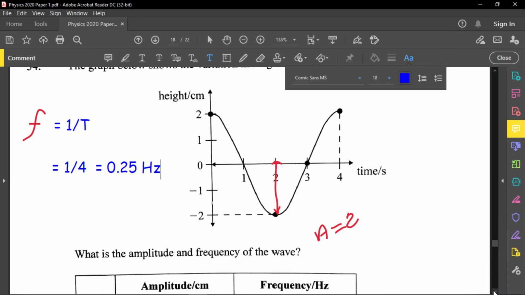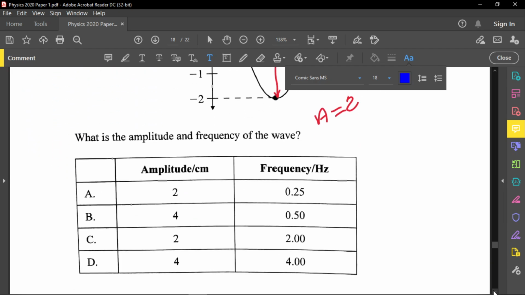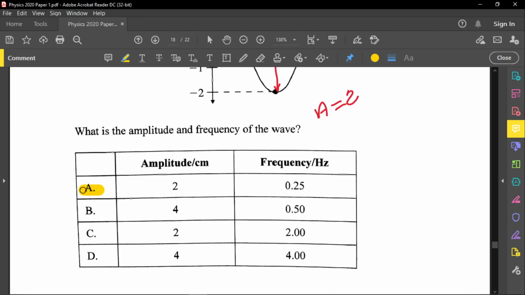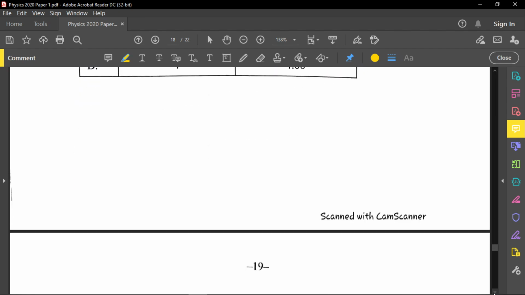Let's see our options here. And again, amplitude is 2. And so option A is the correct answer. All right, let's jump on to the next question.